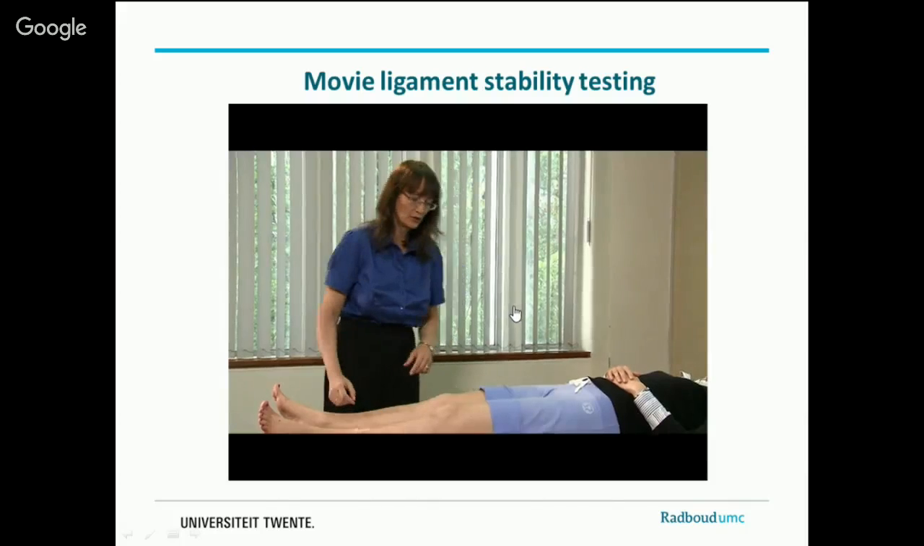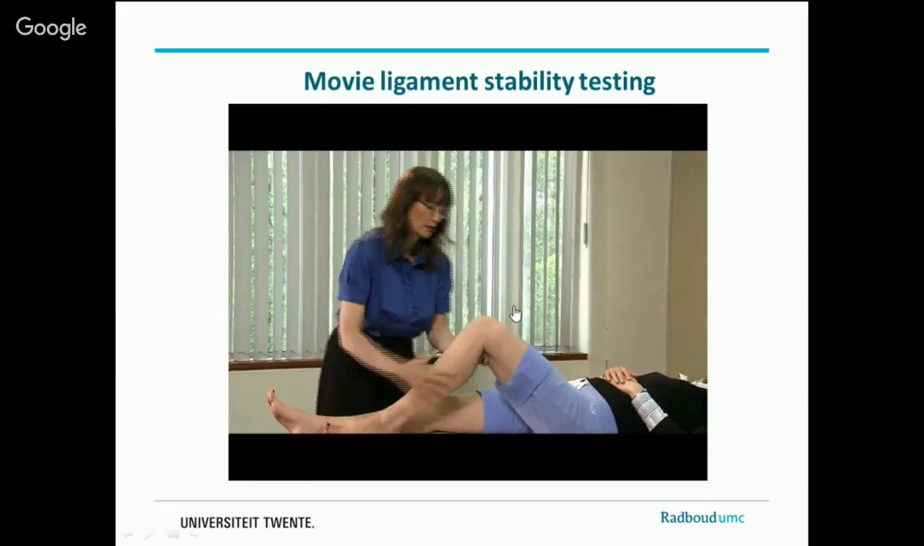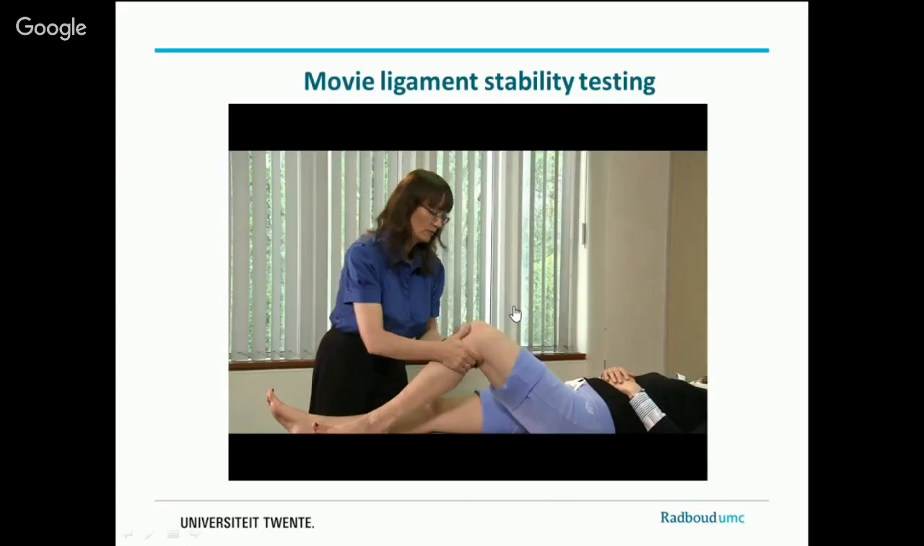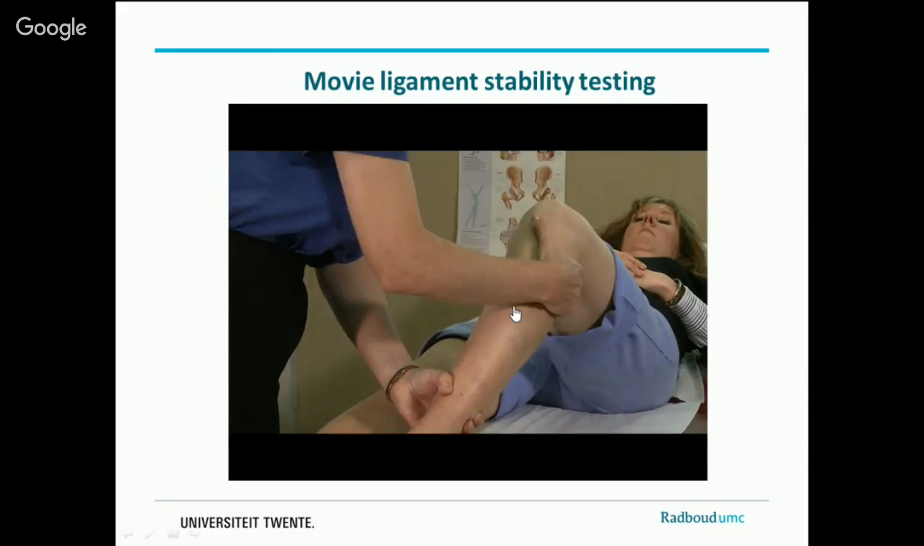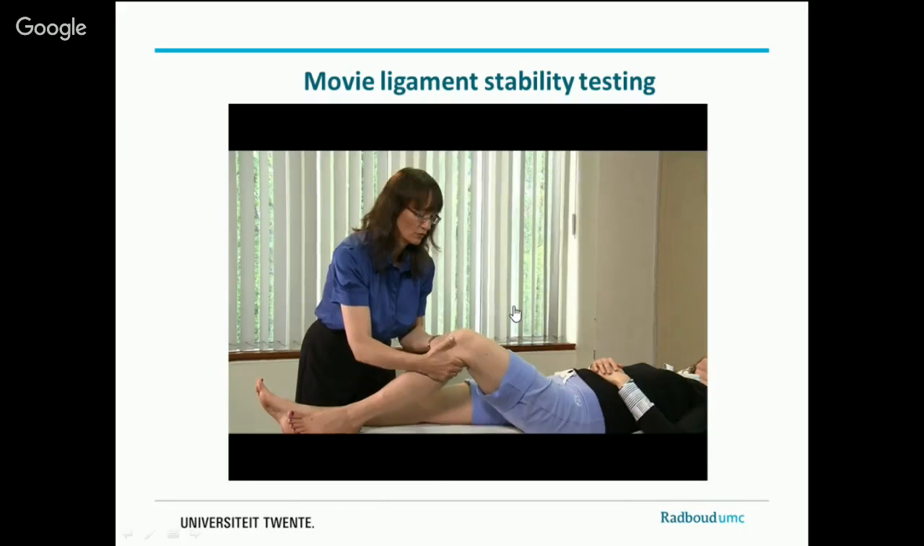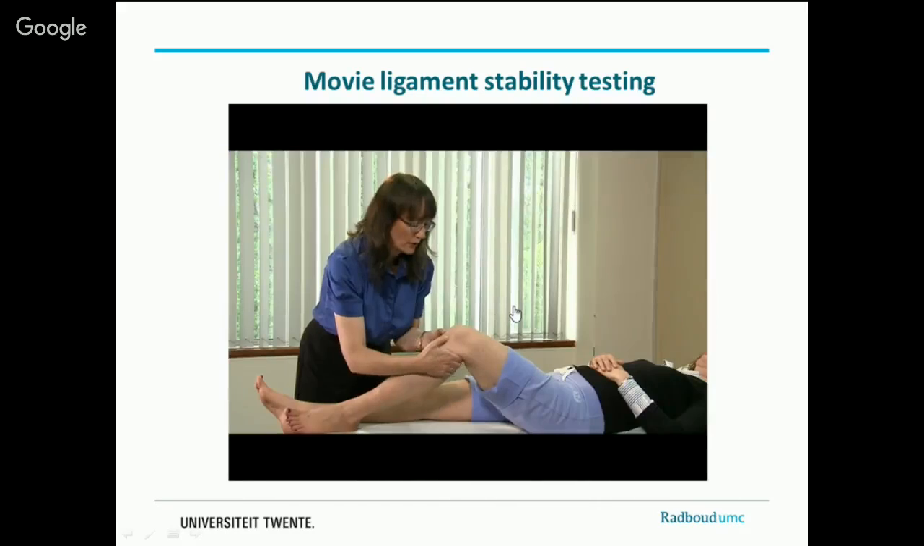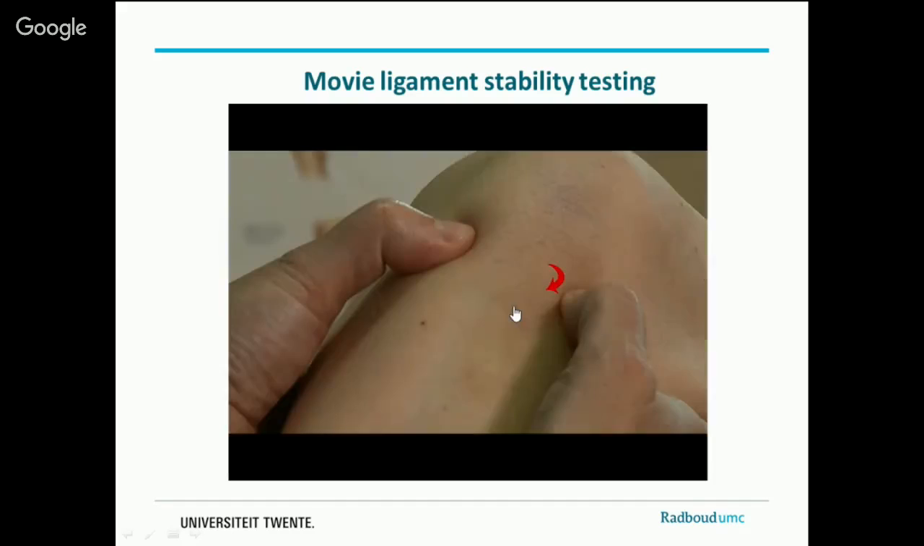To test for anterior and posterior instability, I put the leg in 60 degrees of flexion, and I make sure that the patient's knee is relaxed. You can tell when the knee is relaxed, when the hamstrings are not tight in the back of the knee. And you can only do this test with relaxed hamstrings.